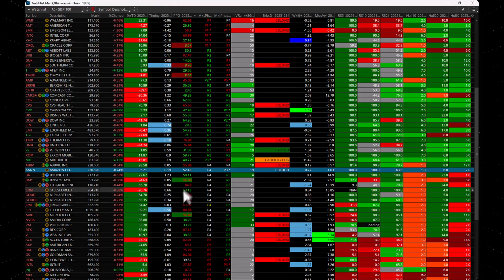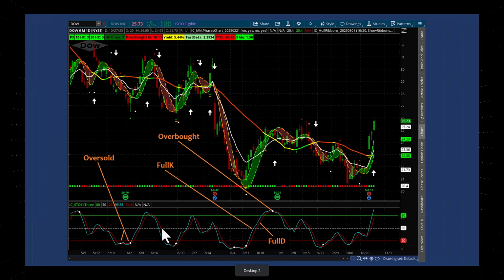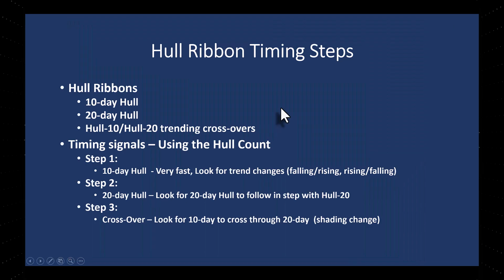Let's look at the list for one more thing and see if we got any other goodies hanging out over there. Let's see what we got over here. Page down. Last one on the list is the hold ribbons. This is one of James's favorite things for timing, and he likes to use it.